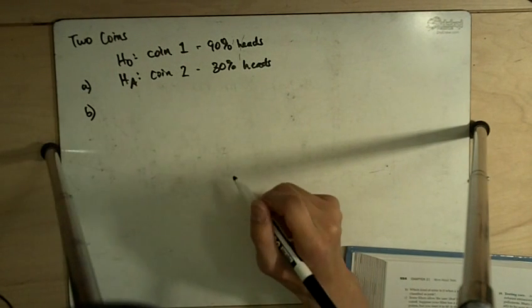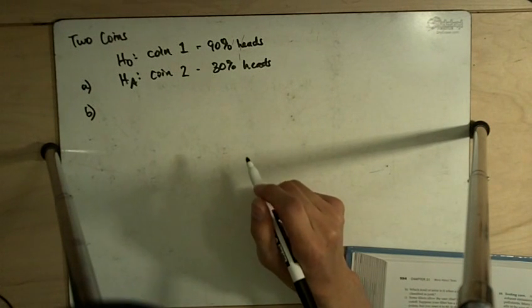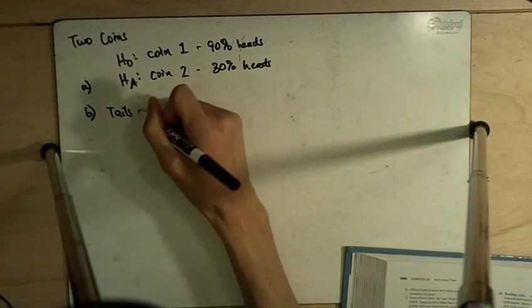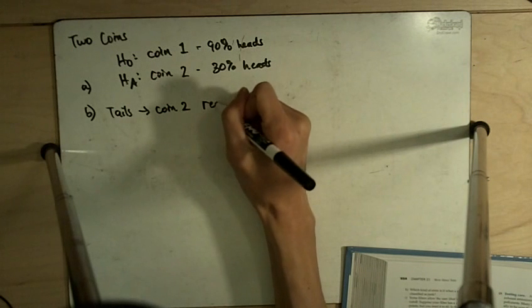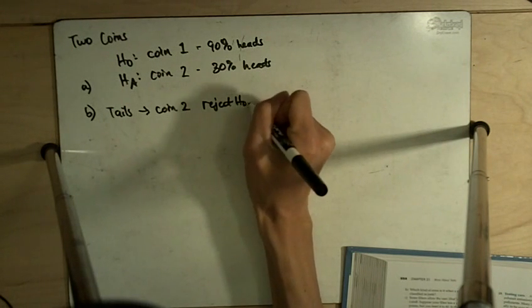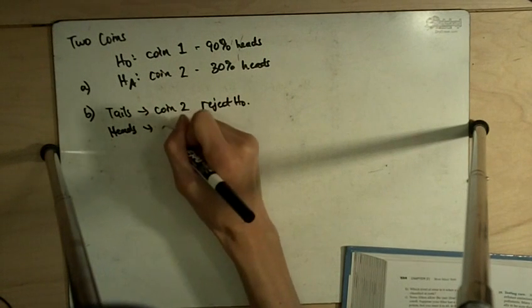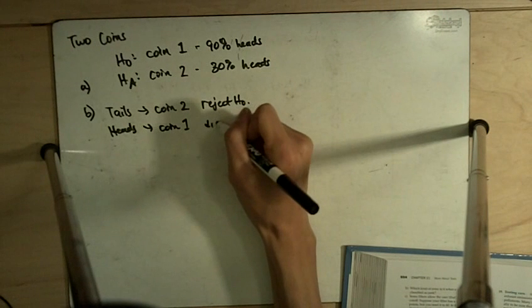B asks, given that the outcome of your spin is tails, what would you decide? What if it were heads? So if we spun tails, we would conclude that we have coin 2. So we would reject the null. If we spin heads, we would conclude that we have coin 1, which means we did not reject the null.